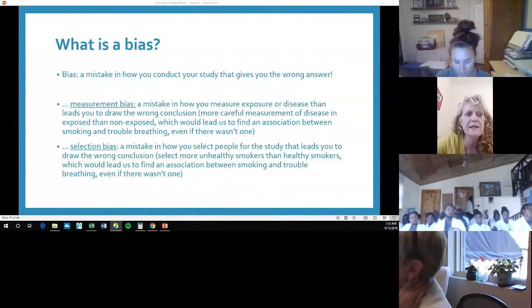In measurement bias, we make a mistake in how we measured the exposure or how we measure the disease. And again, that leads us to draw the wrong conclusion.